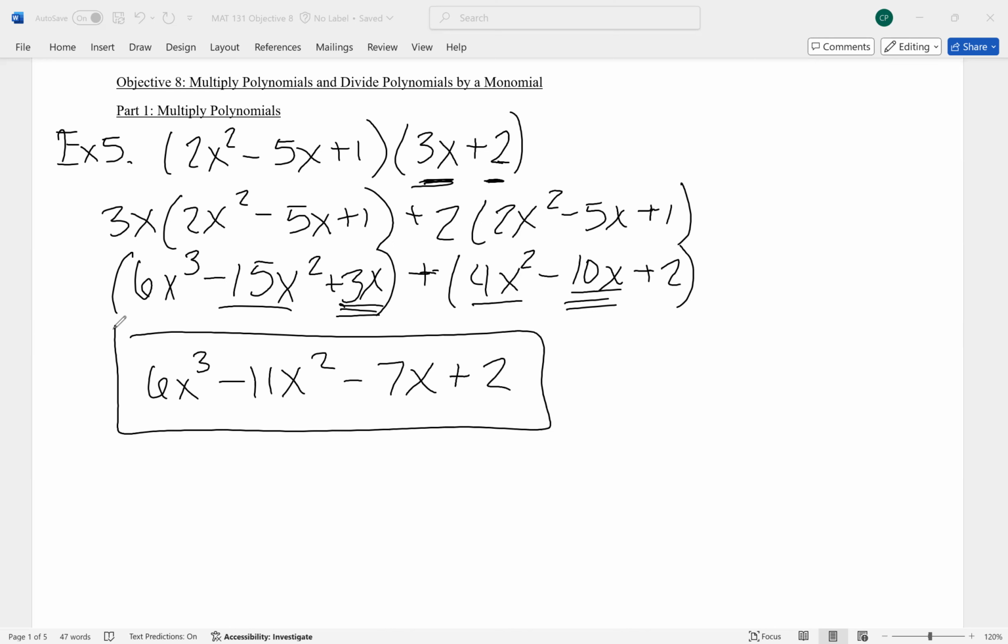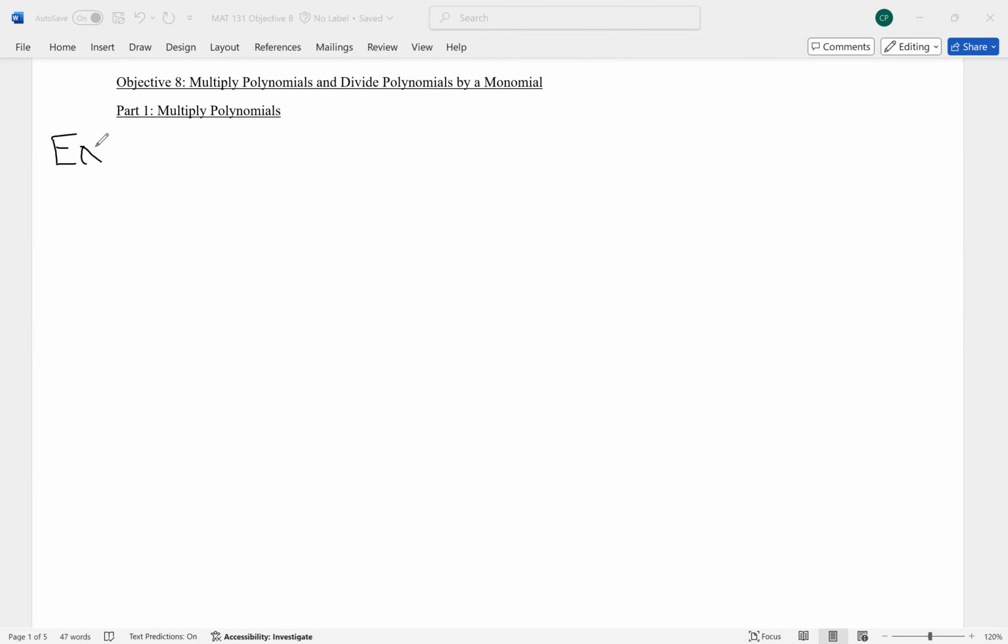And we have, let's see, 2 more situations. 2 more that we need to talk about. So for example 6, we can possibly have a problem like this, where we have 3 polynomials being multiplied together, okay?